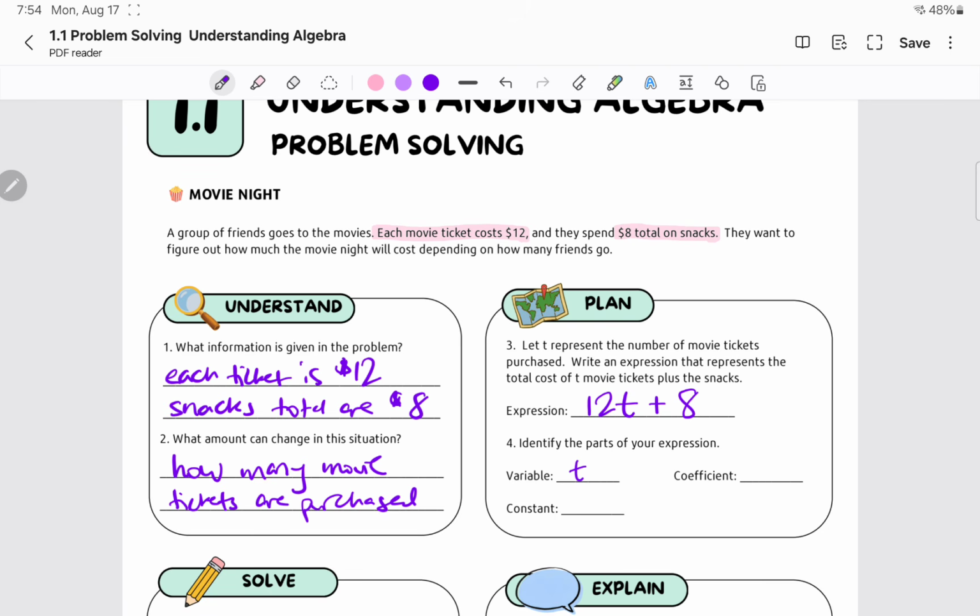We don't know how many people are going or how many tickets they're buying. The constant is the number alone, so it's 8. That number is alone because they're spending $8 on snacks no matter what. And the coefficient, the number in front of the variable, is 12. That's representing that each movie ticket costs $12. We're multiplying 12 times the number of tickets plus the price of the snacks.